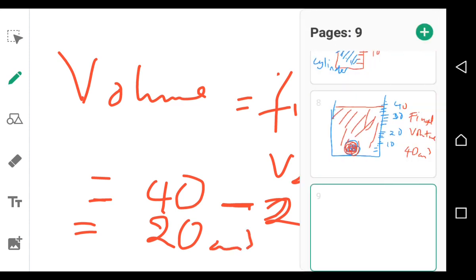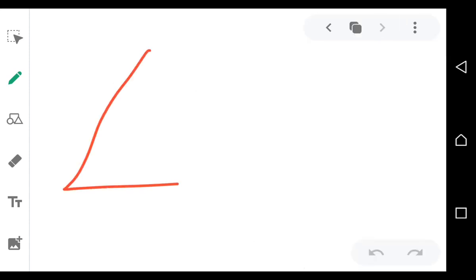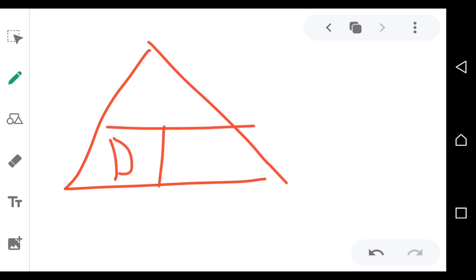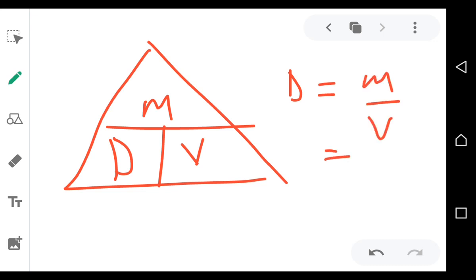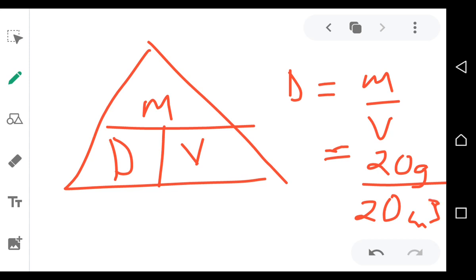What about the density? Now use the formula. Density is equal to mass divided by volume. What's the mass of the stone? We measured it using a beam balance, it was 20 grams, over the volume of the stone, which is 20 cubic centimeters as well. This will give me 1 gram per cubic centimeter. That's how you calculate density.